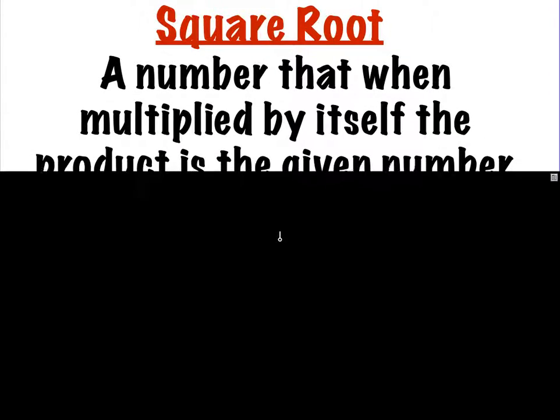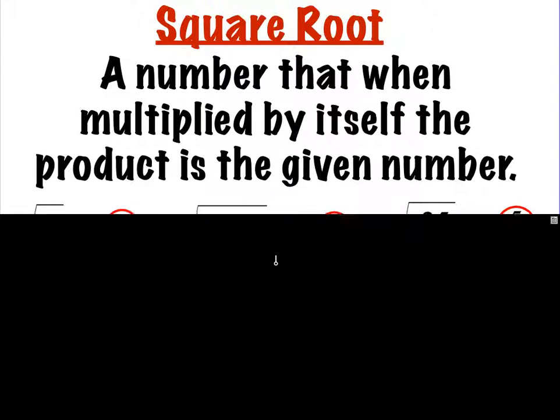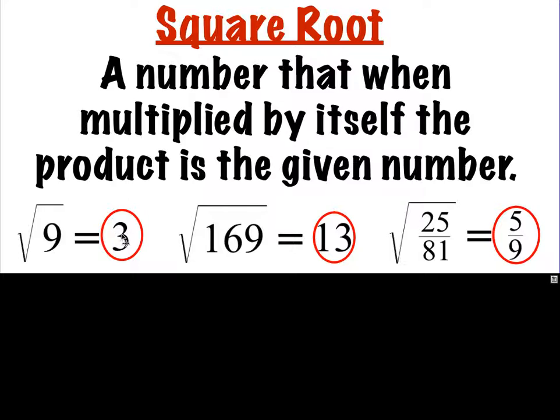All right, our next word is square root. Square roots are numbers that when multiplied by themselves, the product is the given number. So what this means is if I take 3 times 3, it will give me 9. So the square root of 9 is 3. Or the square root of 169 is 13, because 13 times 13 is 169.